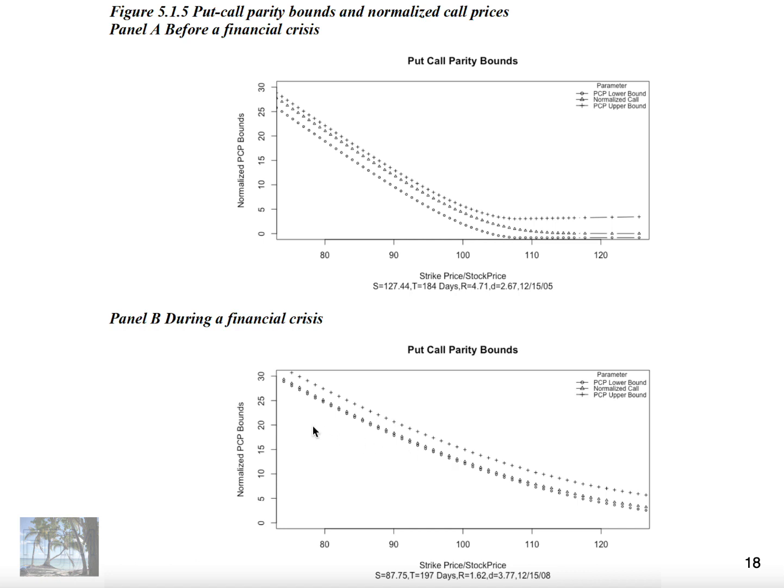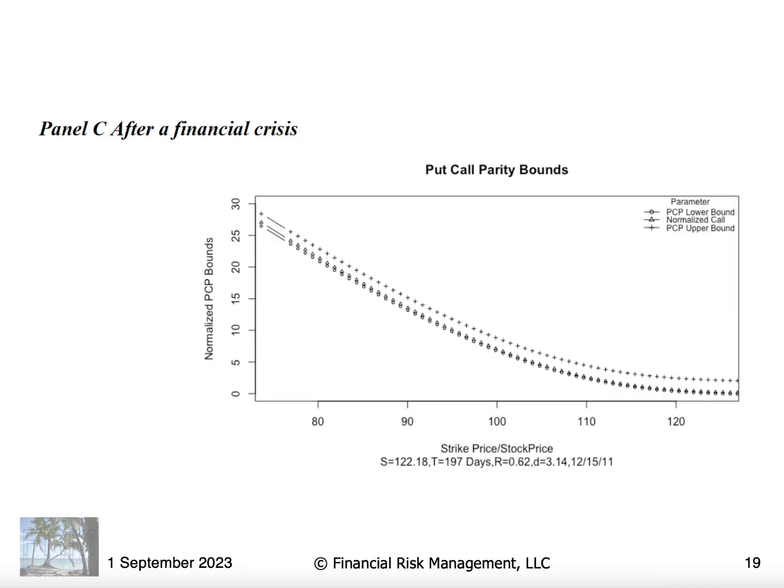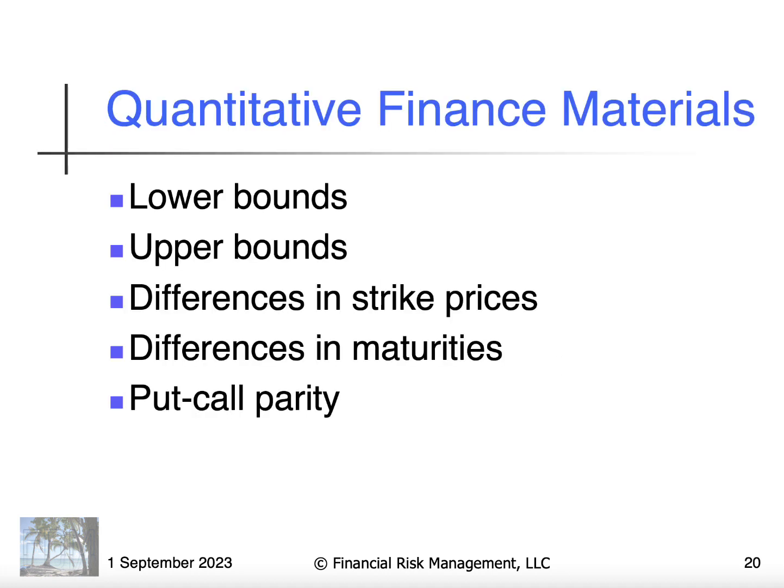During the crisis, even though markets are in quite a bit of turmoil, the option price does remain within these bounds, although it is very close to the lower bound. It is not that close. It is still staying within it. After the financial crisis, once again, we find that the normalized call price does stay within the bounds of put-call parity. We now turn to the quantitative side of this particular material.